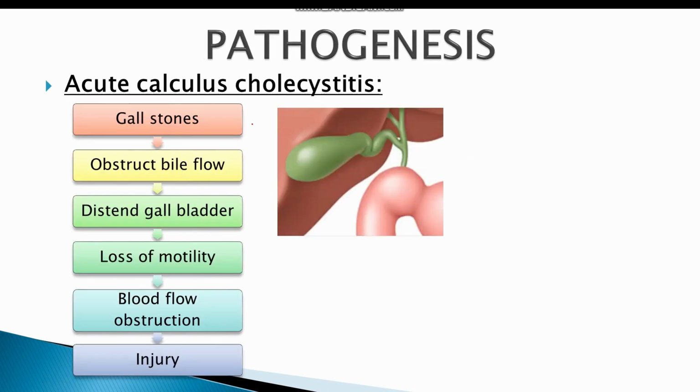So coming on towards the pathogenesis of acute calculous cholecystitis, the main culprit in this case is presence of gallstones. So these gallstones present inside the gallbladder obstruct either at the neck of gallbladder or they obstruct the cystic duct. So this obstruction leads to increased retention of bile inside the gallbladder. Hence the gallbladder becomes distended.